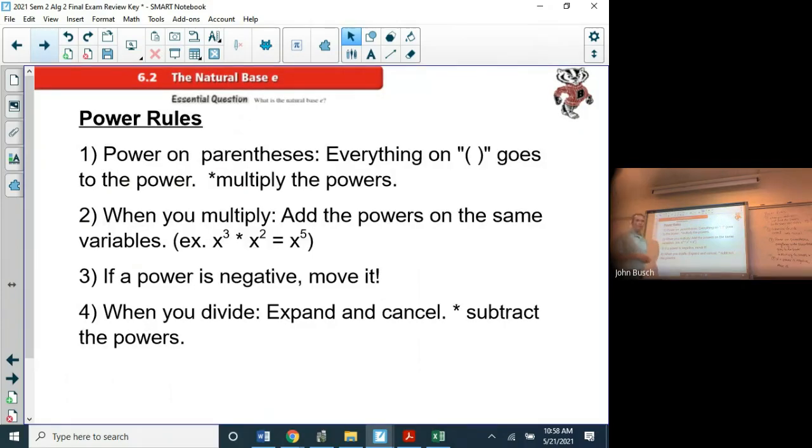Okay, it looks like we're at 6.2. I will pause here and we'll finish the rest hopefully later on today or maybe tomorrow.